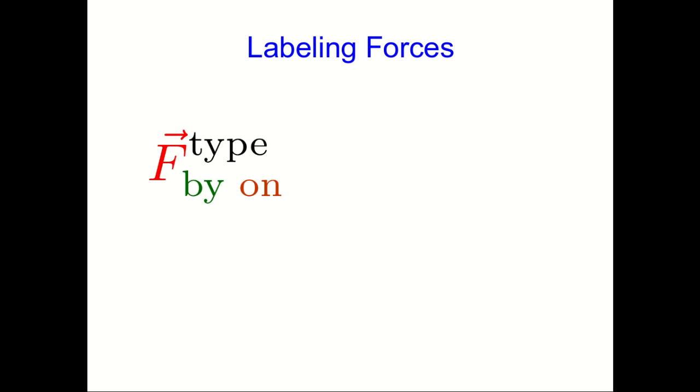So here's the system I'm going to use for labeling my forces. You don't have to follow my system, but I'd suggest this is a pretty good one and you might consider it. So I'll always indicate a force with an F to tell you that it's a force. And in the superscript, I'll indicate what type of force it is, either contact or field. If it's a contact force, I'll just put a C, and that's for all contact forces.